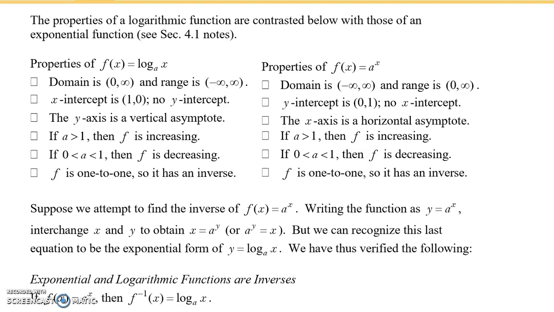For a logarithmic function, if the base a is greater than 1, the function is increasing. If the base is less than 1, then the function is decreasing. That actually is identical to what we saw with exponential functions. And finally, logarithmic functions are one-to-one. Every x is associated with a different y value, so it has an inverse. That's also the same as exponential functions. They are one-to-one, and they have an inverse.